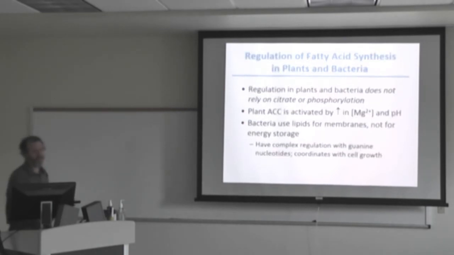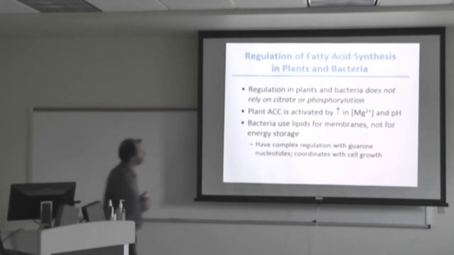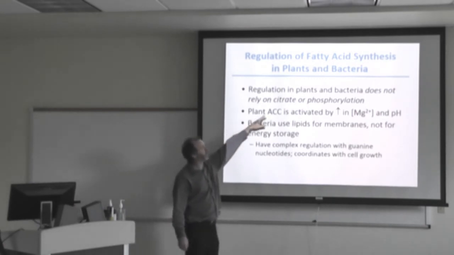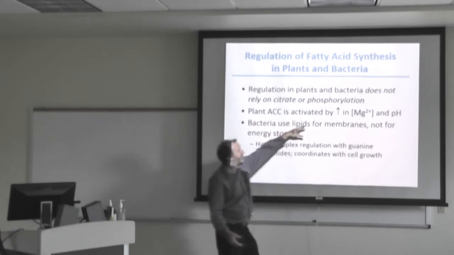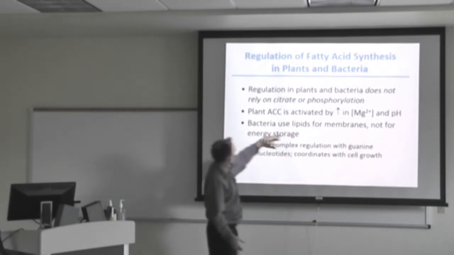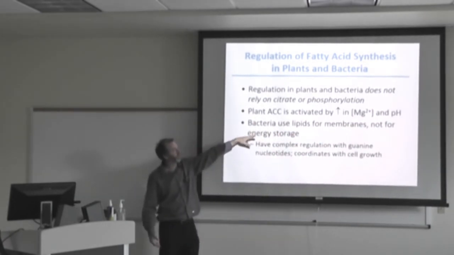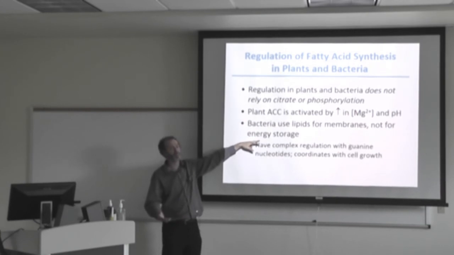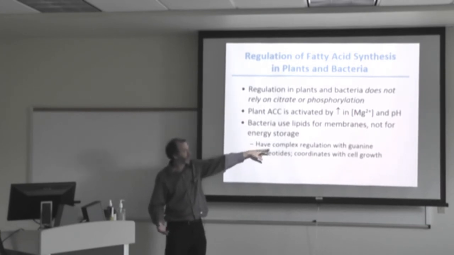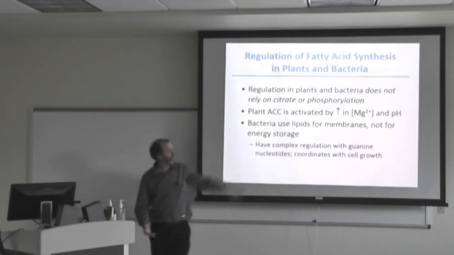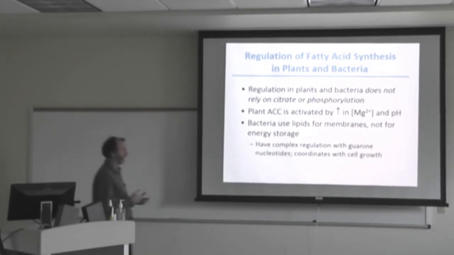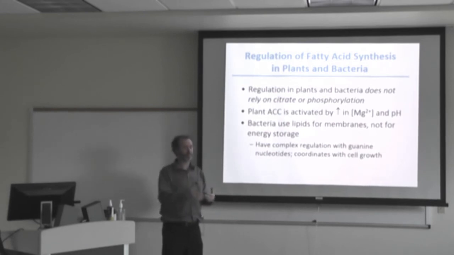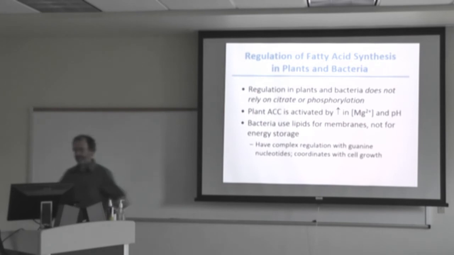So regulation of fatty acid synthesis in plants and bacteria does not rely on citrate or phosphorylation. The plant ACC is activated by high magnesium and pH, and bacteria use lipids for membranes, not energy storage. So they have complex regulation with guanine nucleotides, and that coordinates with cell growth. So if you have increased cell growth, you'll have to increase the amount of lipids that are being made so you can divide.